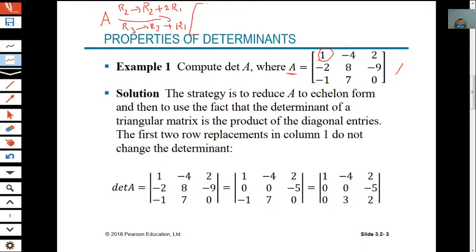So from here we obtain 1, -4, 2; 0, R2 plus 2R1, -5; R3 plus R1, 0, 3, 2.